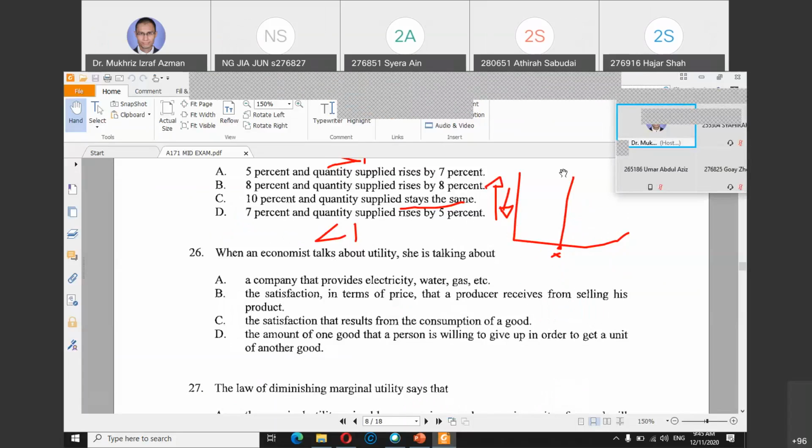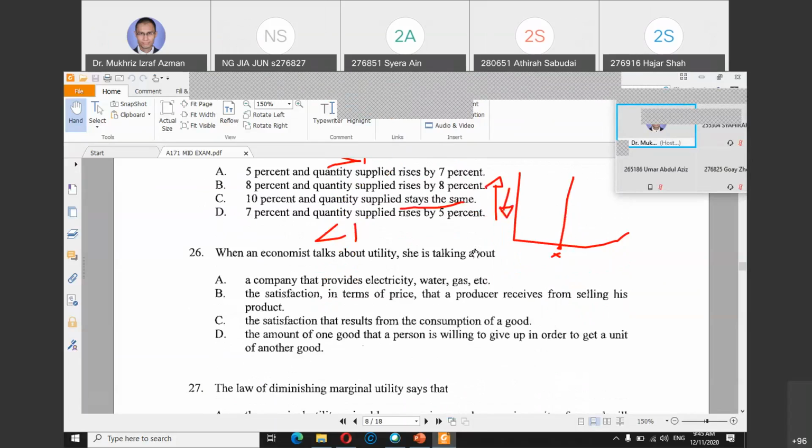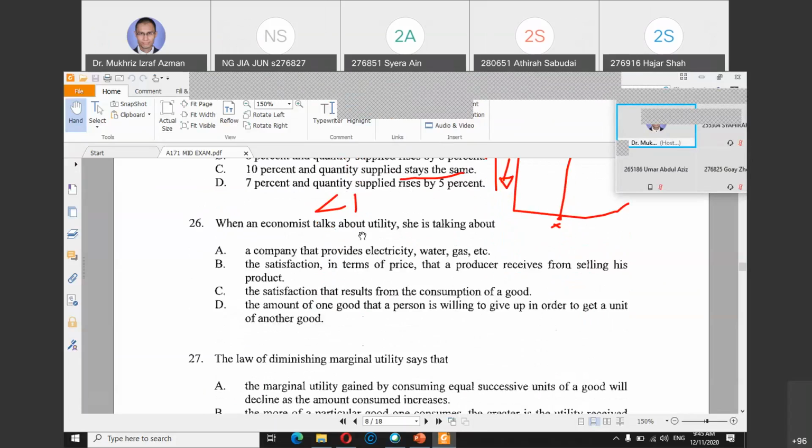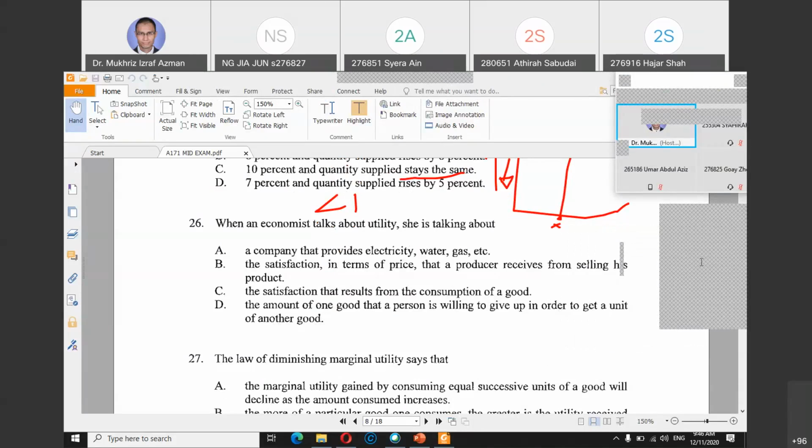The last class we discussed elasticity. Let's move on to question number 26. This is about topic number 5, about utility. What will be the answer for 26 then? When an economist talks about utility, she is talking about.